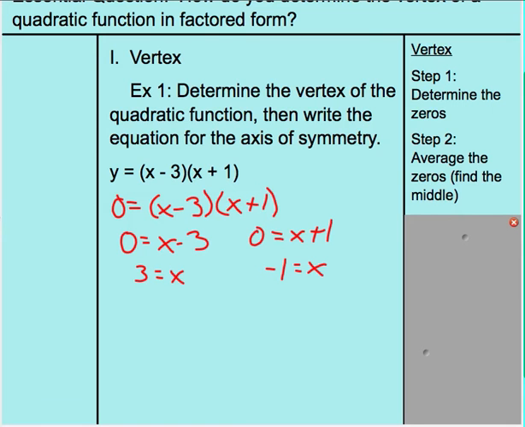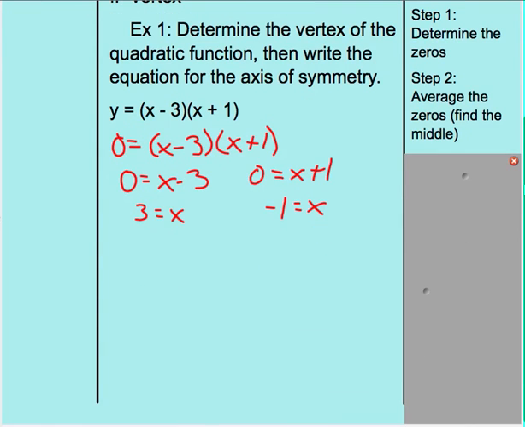Once we have those, we average the zeros or find the middle of the two zeros. Remember, a parabola is symmetric, so your vertex will be halfway between your two zeros. So I'm going to say x equals, because it's the x-coordinate of our vertex, take your two zeros, add them together, and divide by 2. That's averaging your x values. 3 plus negative 1 is 2. 2 divided by 2 is 1. So that's the x-coordinate of our vertex.